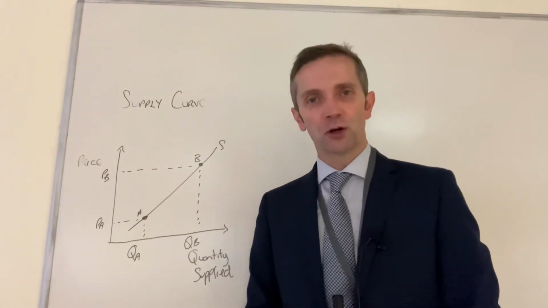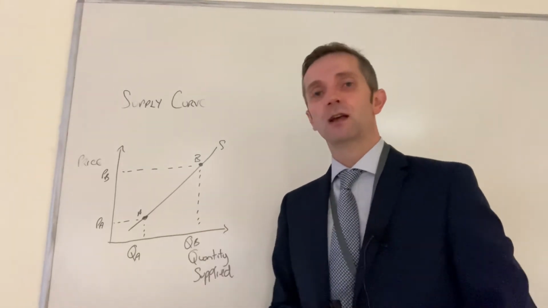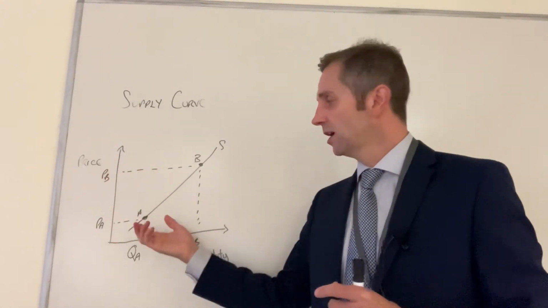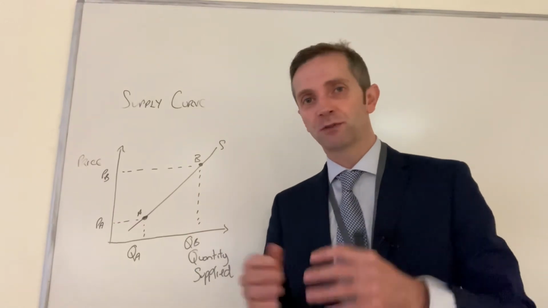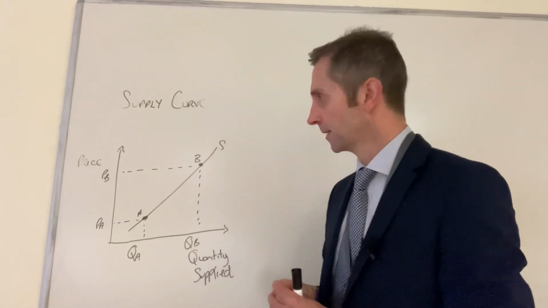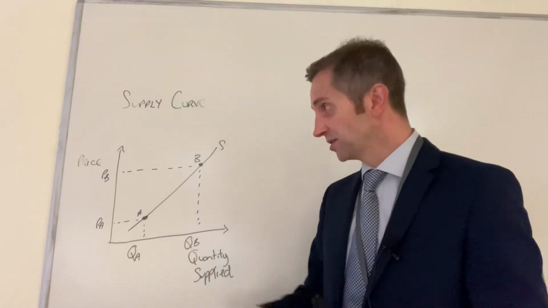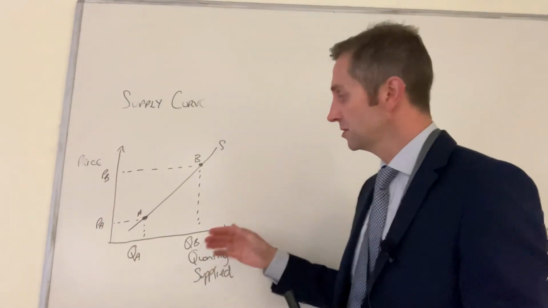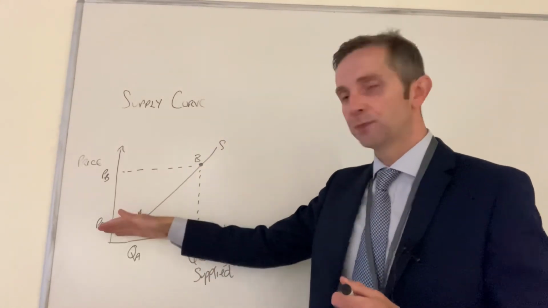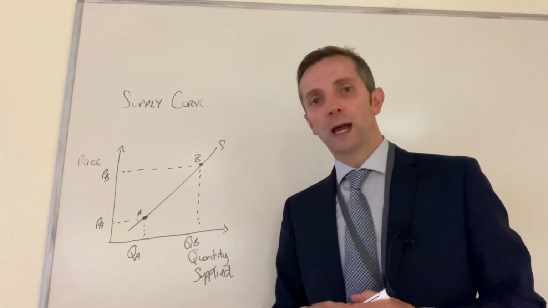Now, if you've watched my demand video, then you will have seen that there is an inverse relationship between price and quantity demanded. As price rises, quantity demanded falls. In this instance, as price rises, the quantity supplied also rises. So we've got a positive relationship here. As one is rising, so too is the other. If the price goes in the other direction, then quantity supplied will drop back. So if price fell from PB to PA, quantity supplied will move back along to QA.